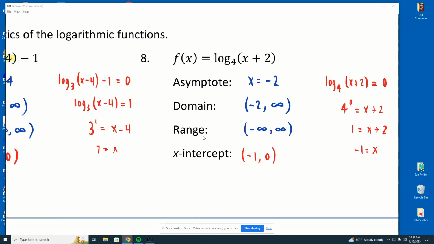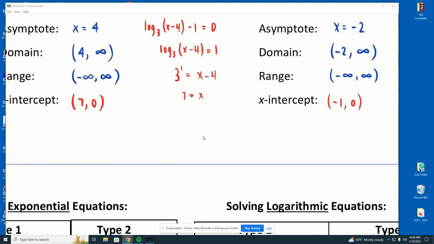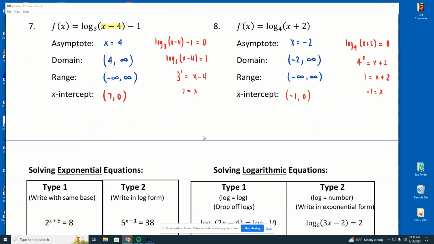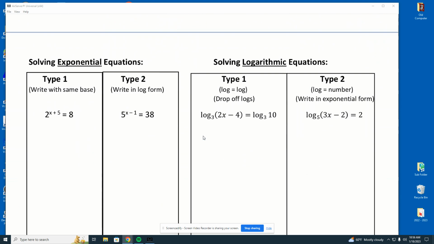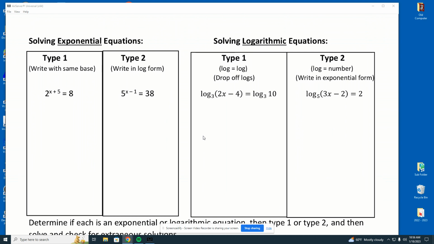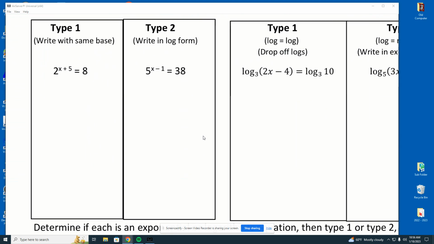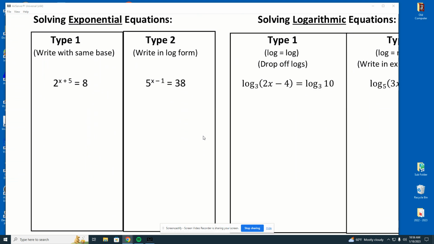So that's 8 of the probable 15 problems. That is over half, isn't it? So the last 7, more than likely, will all be from this bottom section where you have to solve. Okay? And there were 4 ways of solving. 2 ways of solving exponential, 2 ways of solving logarithmic. Okay? So let's start with exponential.